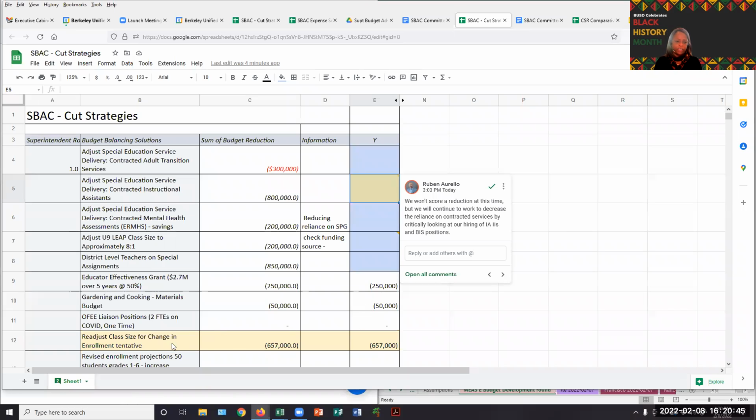Our class size change for enrollment is tentative, because I've just redone the teacher template, and we're still having discussions with principals. Kathy and Ruben, our Ed Services and BSEP leaders, are going to be working with the principals and with HR on this teacher template that we finalized just yesterday. We got revised enrollment numbers from Francisco. So in terms of this 657, we're leaving it here for now. It's highlighted in yellow. When we get additional information after the discussion with principals and we get our final staffing, we'll determine the impact here.